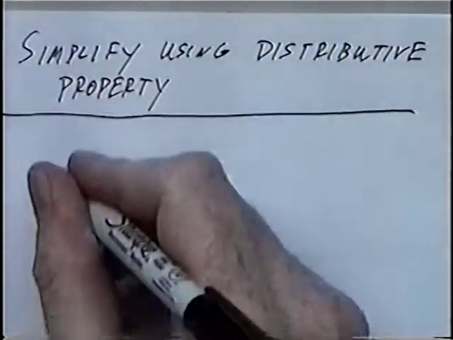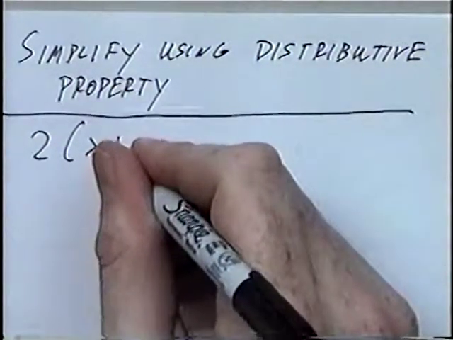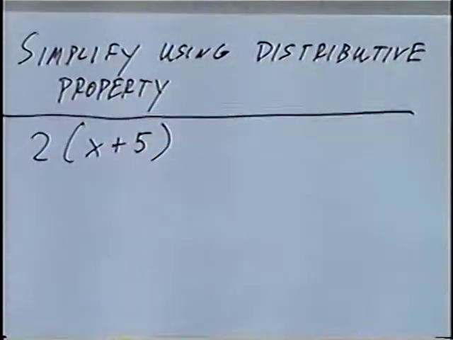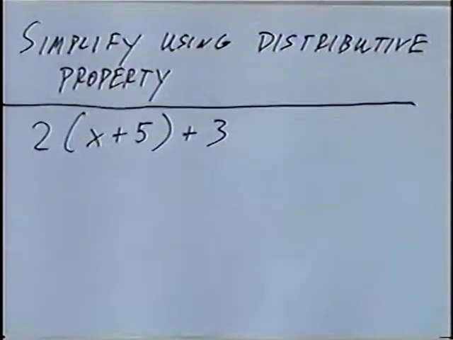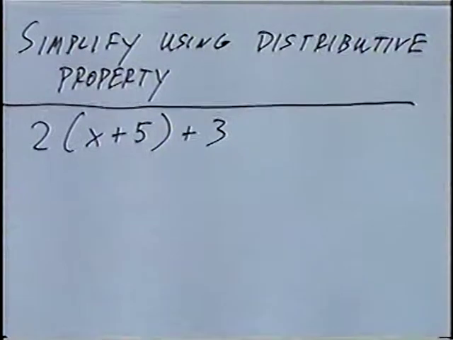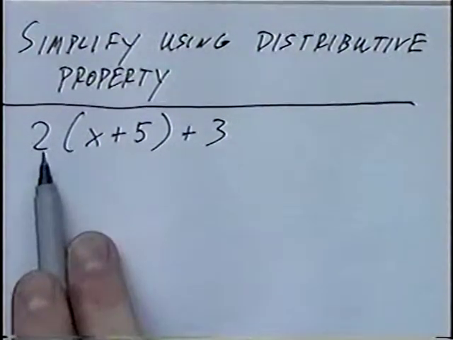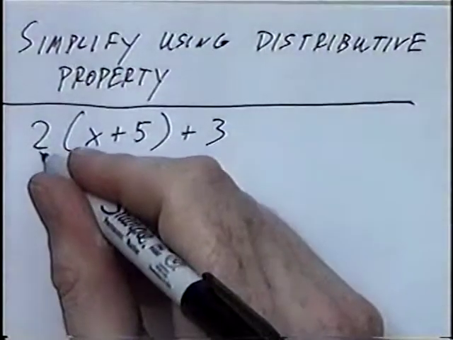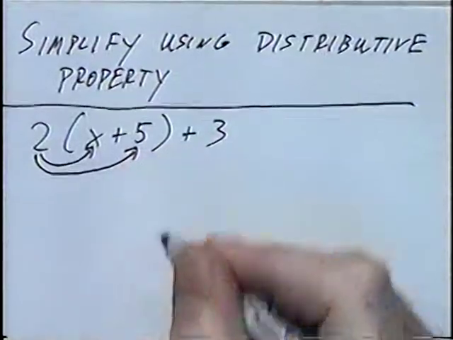The first problem is 2, and inside parentheses x plus 5, outside parentheses plus 3. To distribute, the 2 outside the parentheses will be multiplied by everything inside the parentheses. We will do 2 times the variable x and 2 times positive 5.